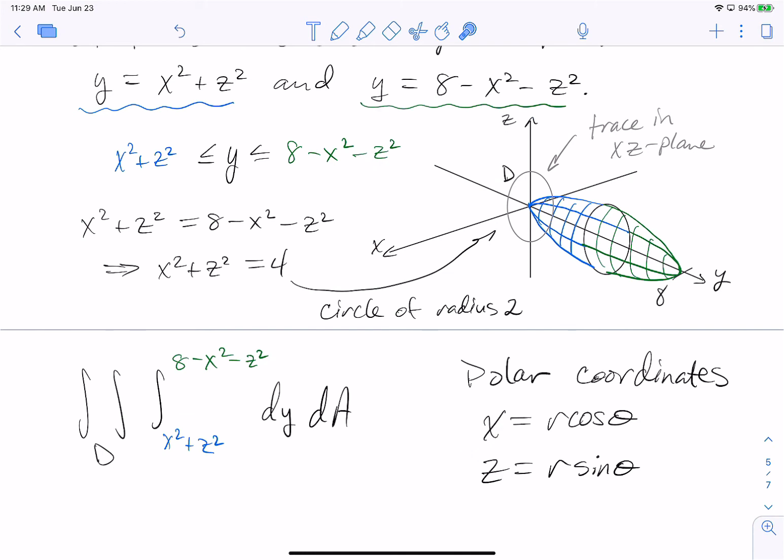With this now in mind, I'd like for you to convert the integral that we have into one in polar coordinates and then compute it. Come back when you're done.